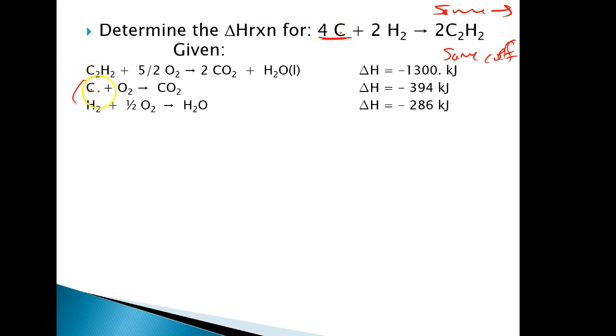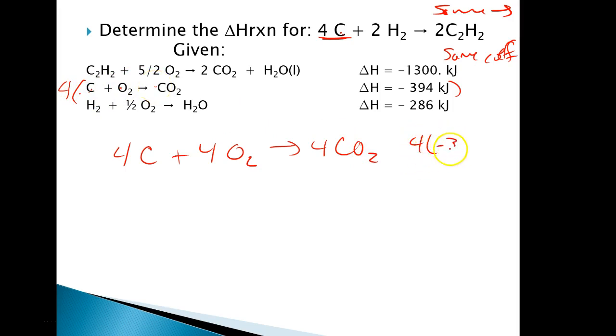I need to make this thing have a coefficient of 4, so I'm going to multiply it all by 4, which multiplies the heat by 4. And I'm going to rewrite it. I've got 4C plus 4 oxygen goes to 4 CO2. Notice all I did was multiply those coefficients of 1 and the heat that goes along with it. And I'm just going to cross that out because now I know I've done something with it.